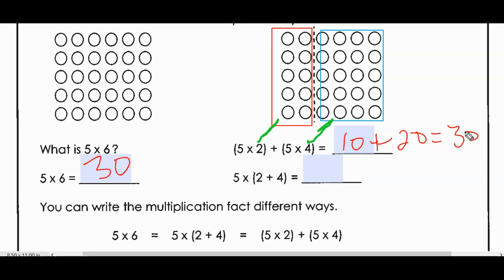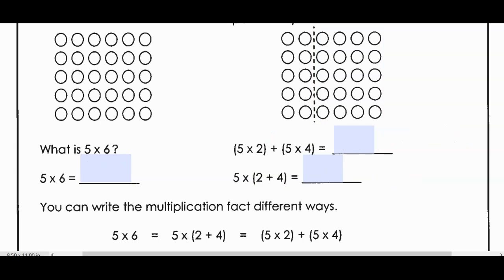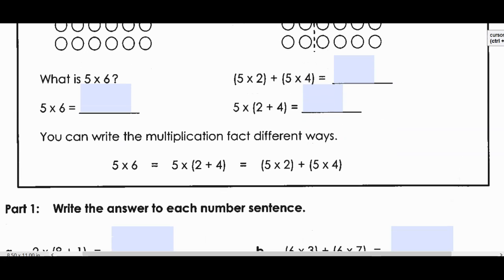Here, they put these two in parentheses. I have to do that first. So what's 2 plus 4? 6. So now I have 5 times 6 equals what again? 30. Then it says that you can write the multiplication, in fact, different ways. You can go 5 times 6. You could put this in parentheses, so you could do this first: 2 plus 4 is 6, and then multiply by 5. Or you could break apart the array, so you could have this right here. Different strategies to solve the same problem.